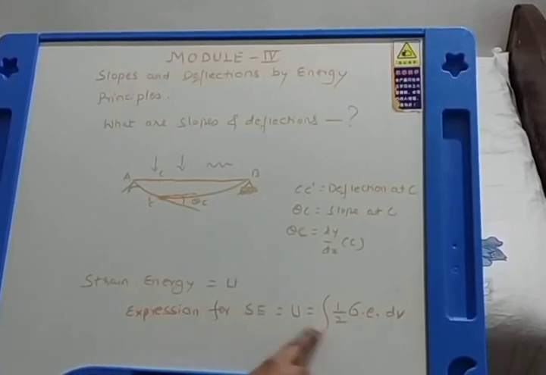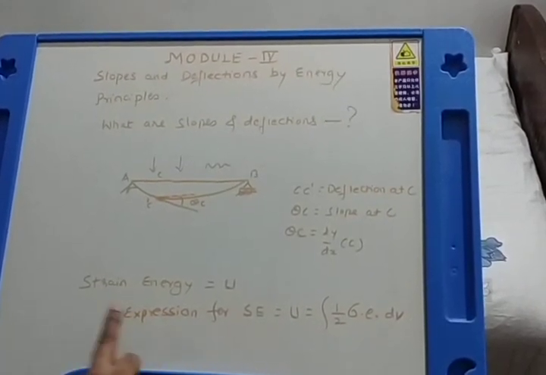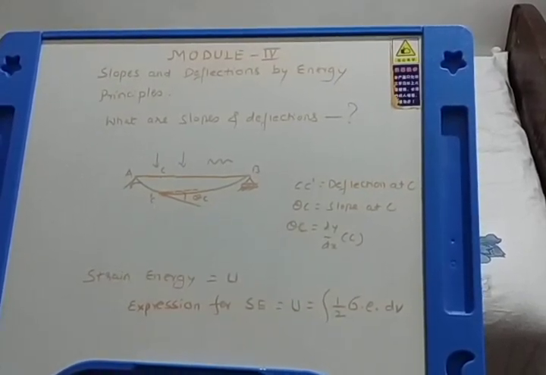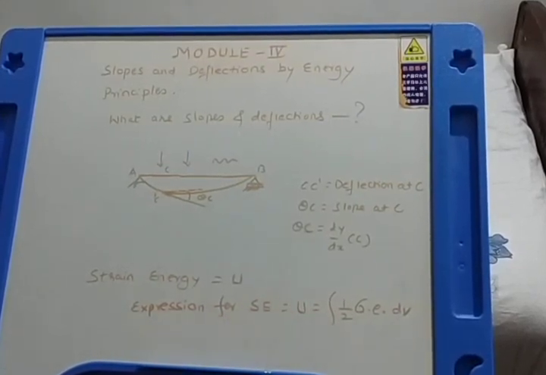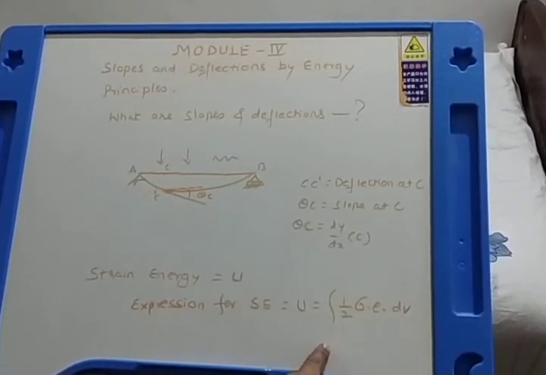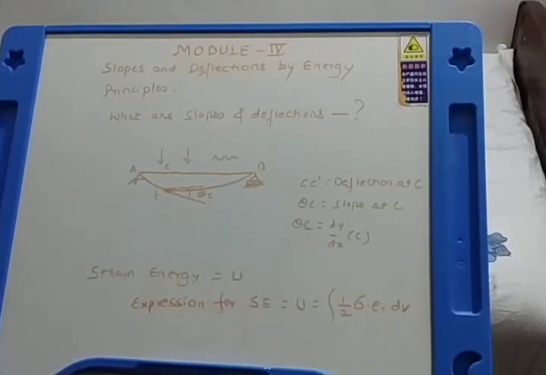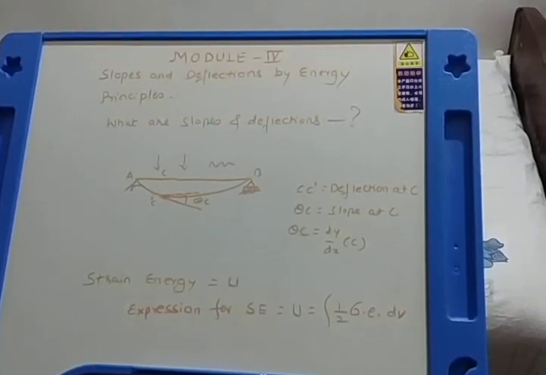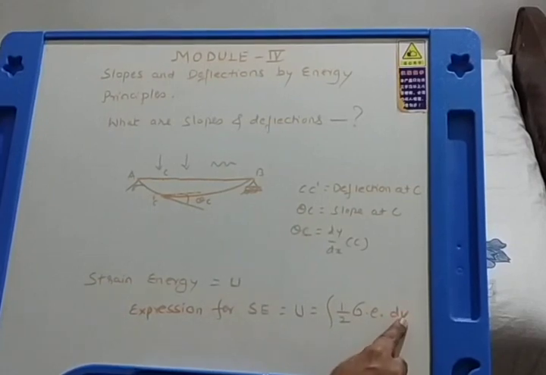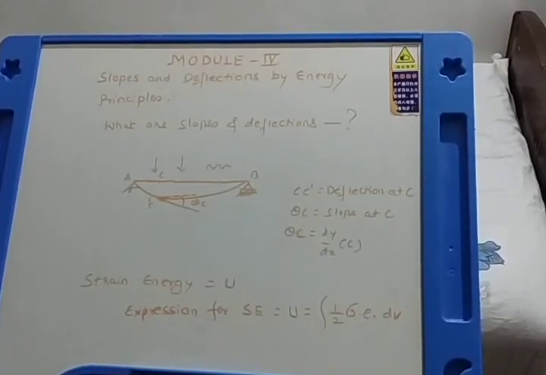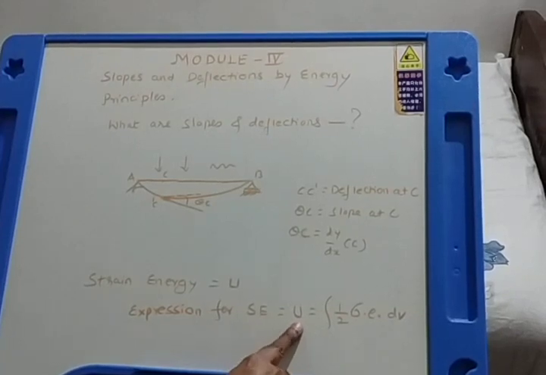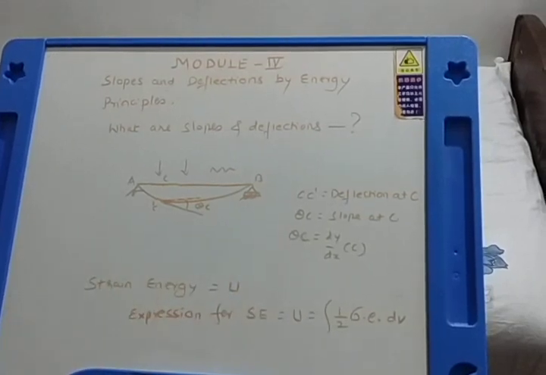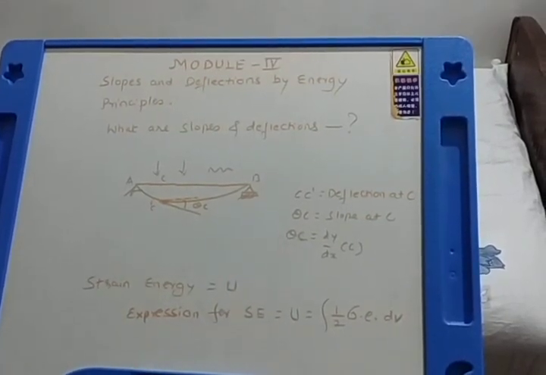Let us take an expression for strain energy. Of course there is a derivation, but because of the constraint I am not going to derive this, and when we have regular classes we will see the derivation. So this is the general expression for strain energy for a structure. It is given by integration of half sigma epsilon dV, where sigma is the stress, epsilon is the strain, and dV is the volume, which stands for dx dy dz. You should remember, it's very simple, integration of half sigma epsilon dV, and the symbol we are going to use for strain energy is U.